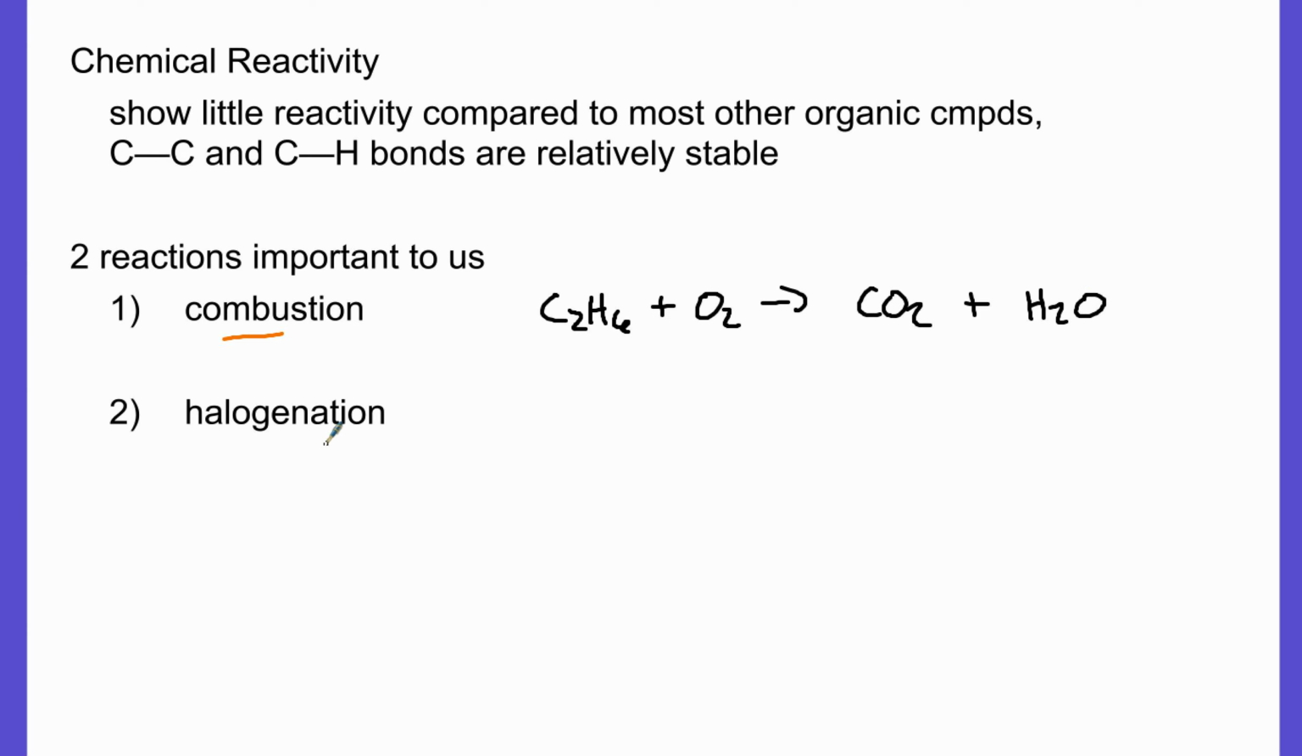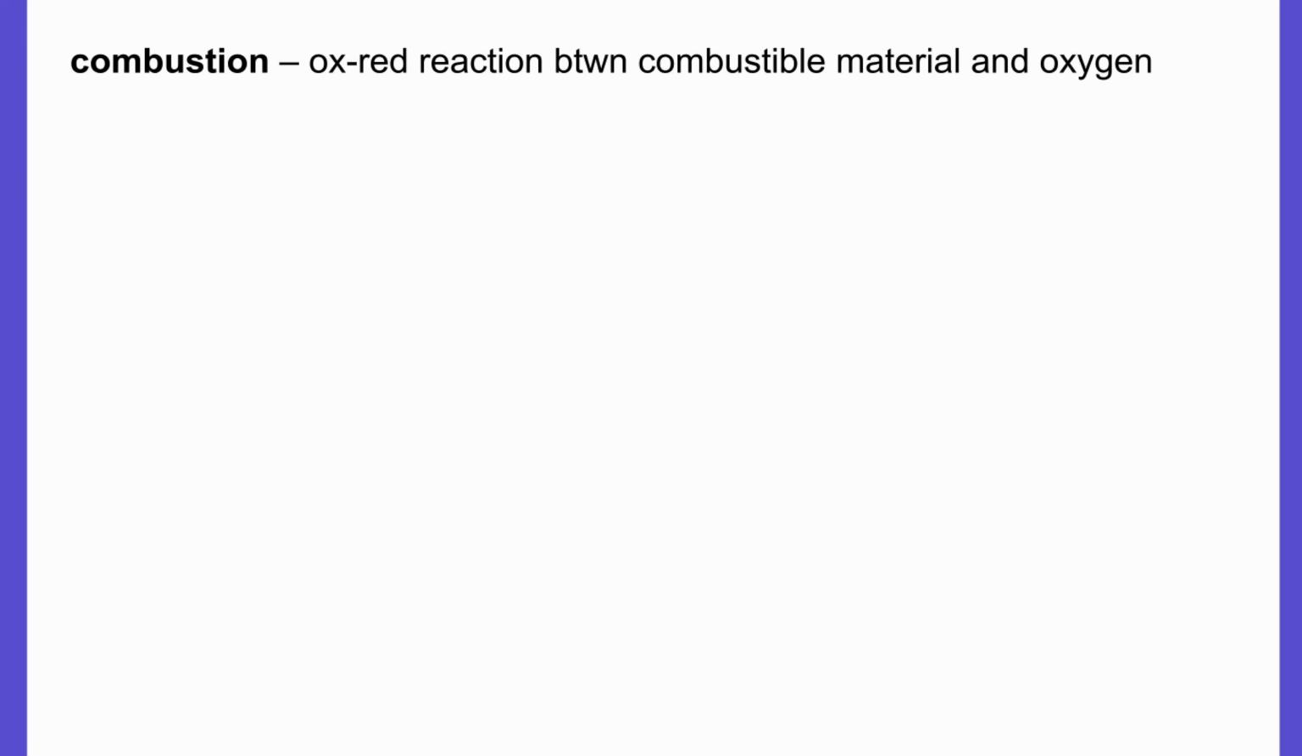I need to add halogens onto one of my hydrocarbons, and that's where isomers come into play. So that one's going to be a little bit trickier just because you are going to have to look out for isomers there. If we start out with combustion, again, the hardest part about this is balancing it.